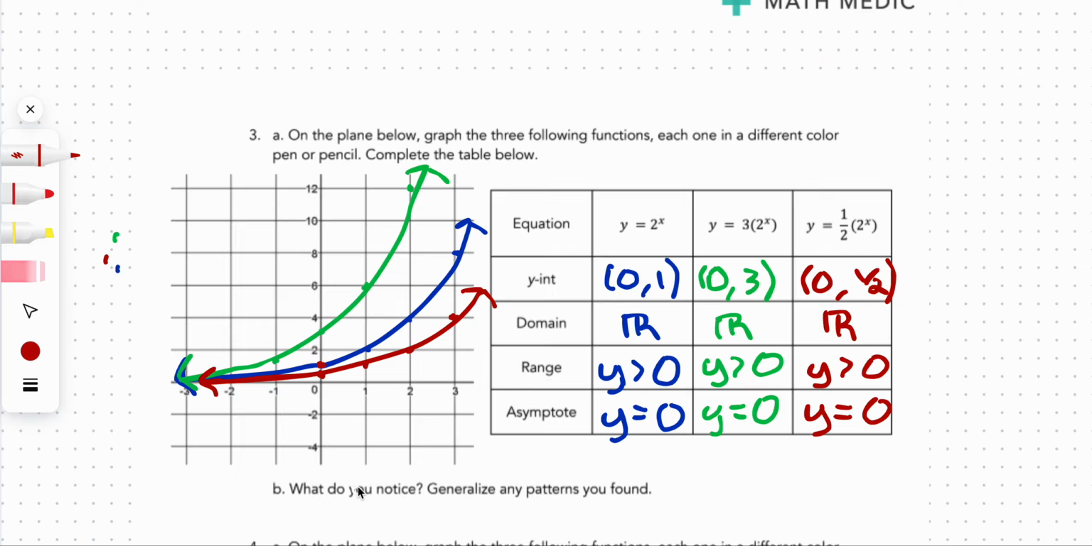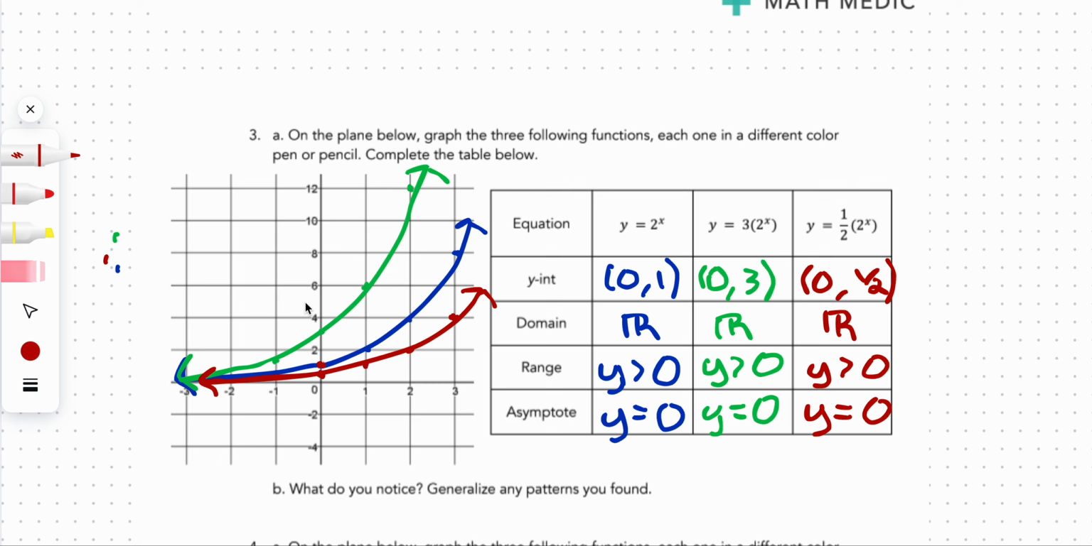Okay, so let's notice some patterns. We're changing the number out in front, right? Whatever we're multiplying this 2 to the x by. Here we have sort of like an invisible 1. Here we're multiplying by 3, and here we're multiplying by 1/2.